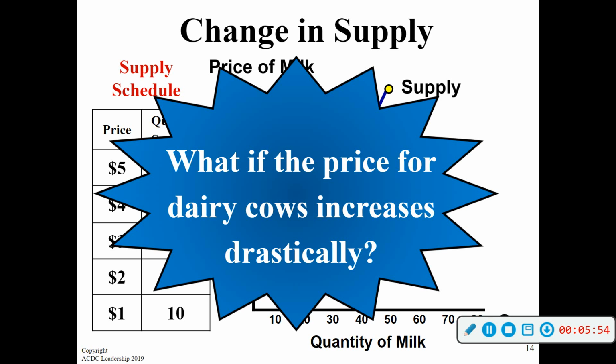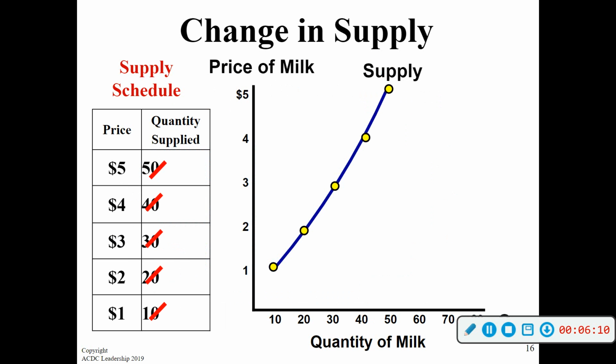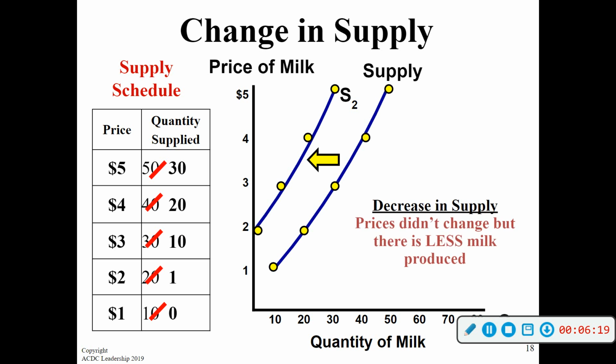So, what if the price of dairy cows increases drastically? So it's going to increase or decrease supply? Decrease, because cows are a resource in the production of milk. If a resource gets more expensive, supply is going to decrease because you can't produce as much for the same amount of money. So, we would see the quantity supplied at every price decrease, therefore the supply curve shifts to the left. Prices didn't change, only the quantity supplied changes.